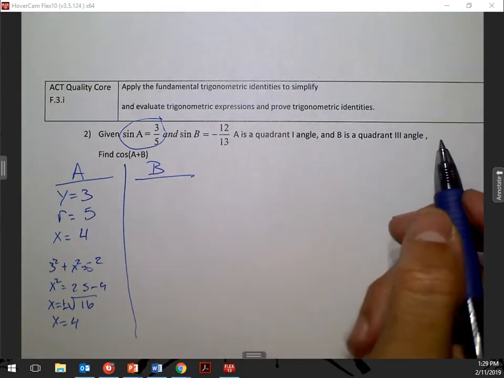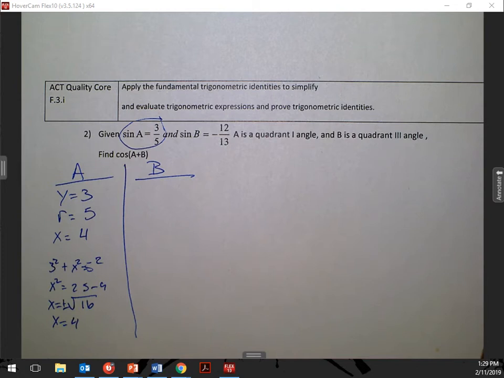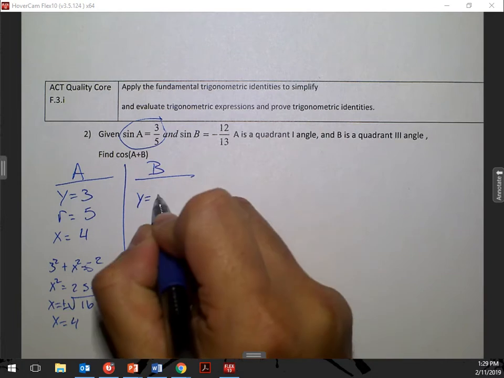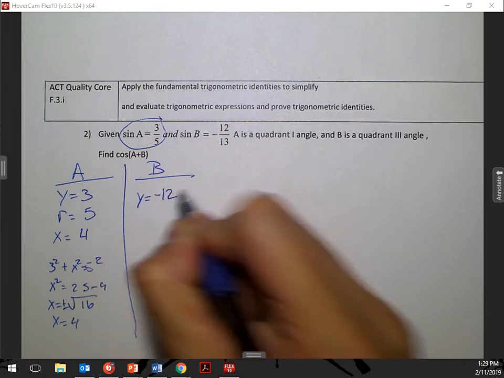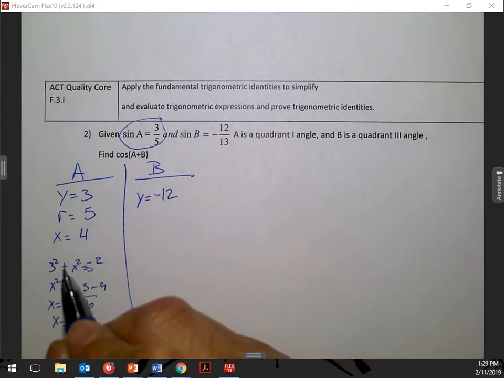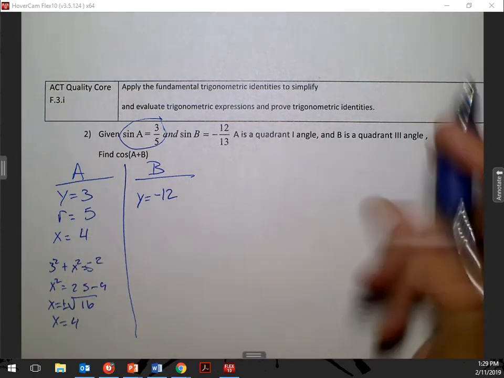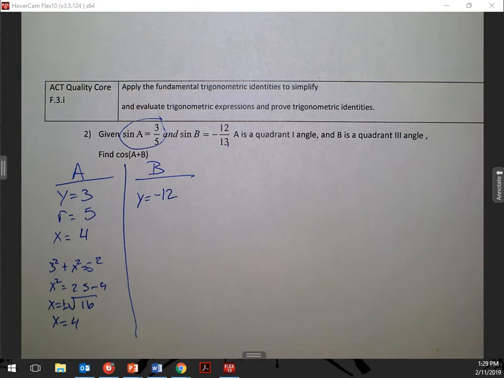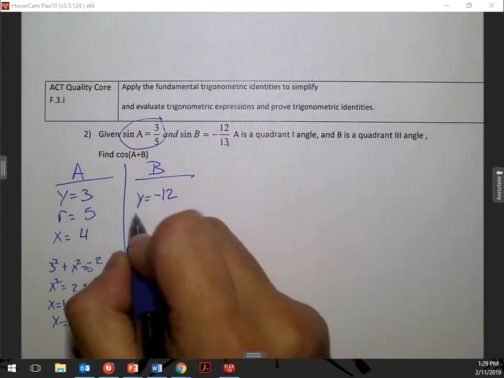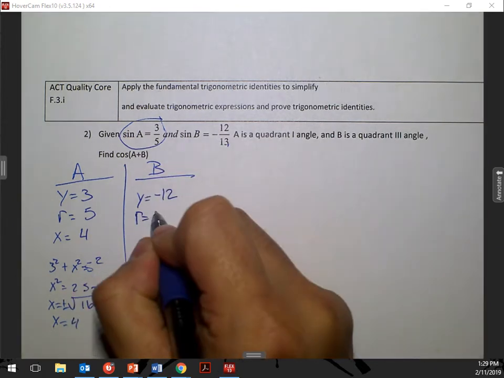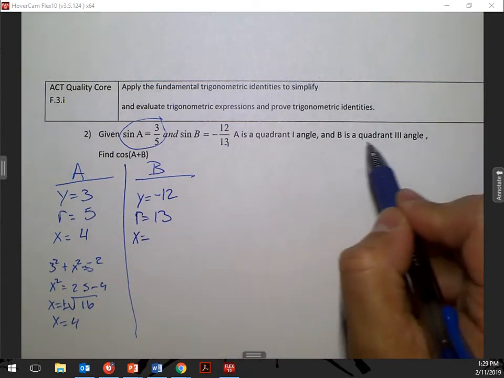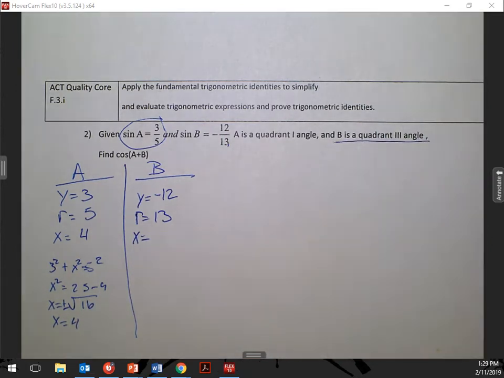So, sine is what over what? Y over R. So my Y value is what? Negative 12. Why is it negative 12? The sign goes with the top, but this is Y over R. Can my R be negative? No, that's important. The R cannot be negative. So R is 13, and my X, this is going to be in quadrant 3. It's going to be a negative, right?